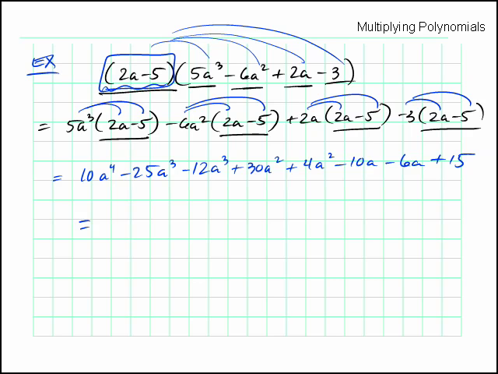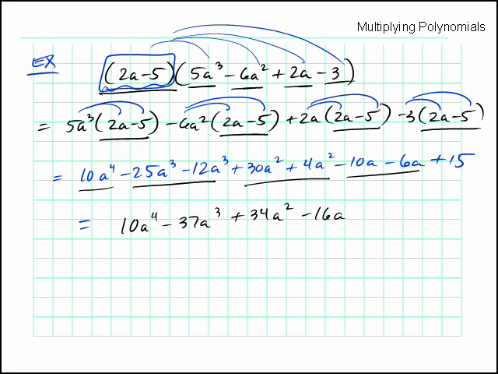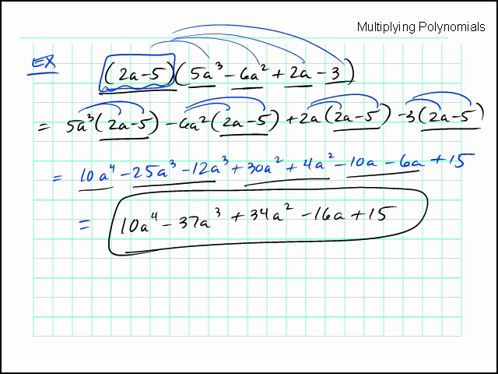Well, 10a to the fourth, that's negative 37a cubed. That's 34a squared. That's negative 16a, and that's 15. And I have multiplied it together. Notice that these things get quite long.